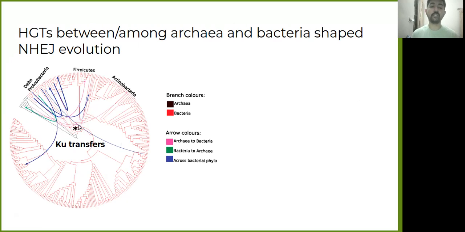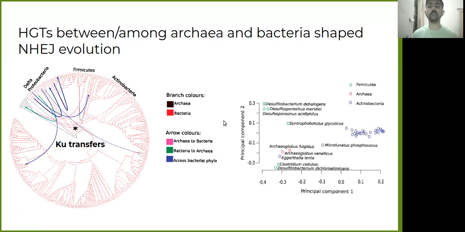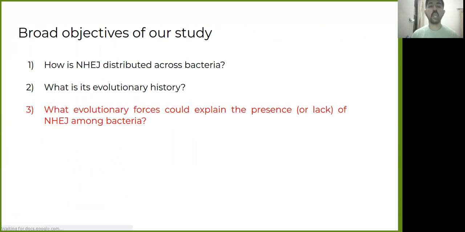And just to give you one specific example, if you focus on this asterisk over here, which is showing an event between archaea and the ancestor of firmicutes and actinobacteria, we did a principal component analysis for these Q sequences. We see a distinct cluster on the bottom left on principal component 1 that consists of all three: firmicutes, archaea, and actinobacteria. That suggests that HGTs might have shaped NHEJ in these organisms specifically.